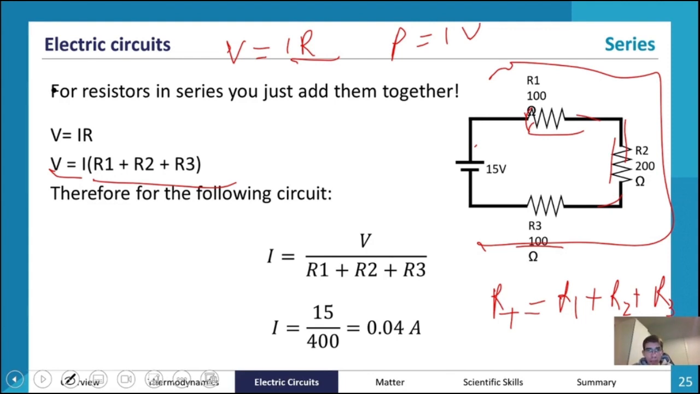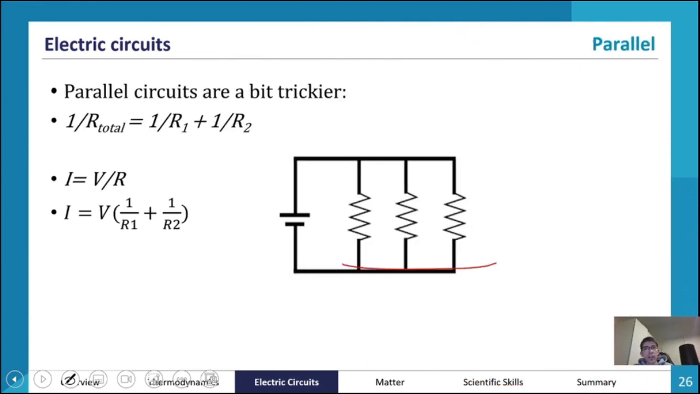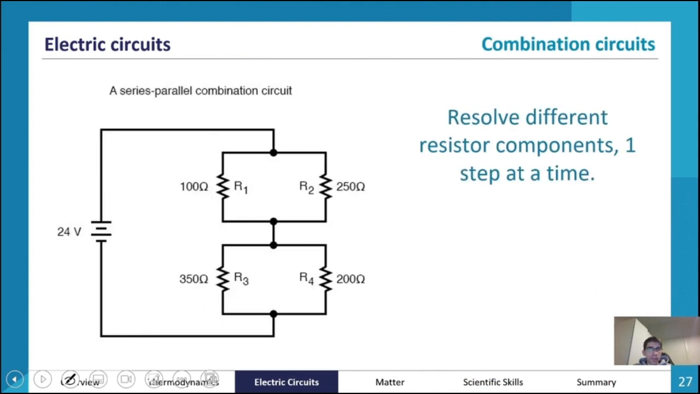In a parallel circuit, we say that the total resistance would be equal to 1 on 1 of the first resistor plus 1 on the second resistor plus 1 on the third resistor. So these are the two equations that we use to determine the total resistance of a series or parallel circuit. Now keep in mind that there might be combinations of this.